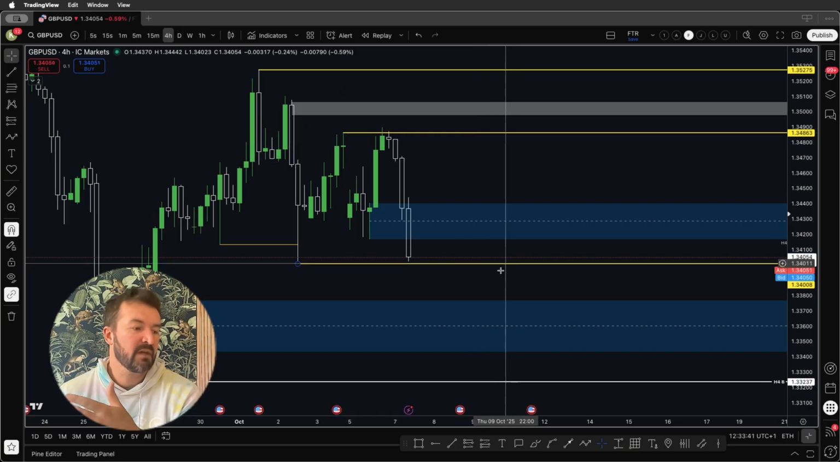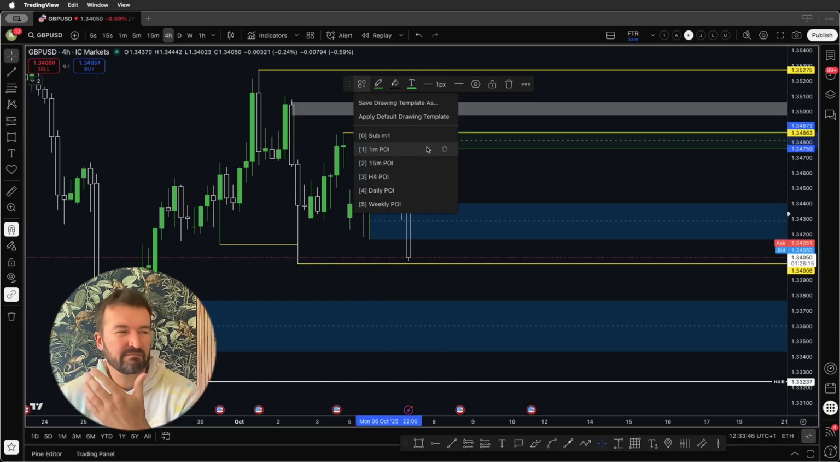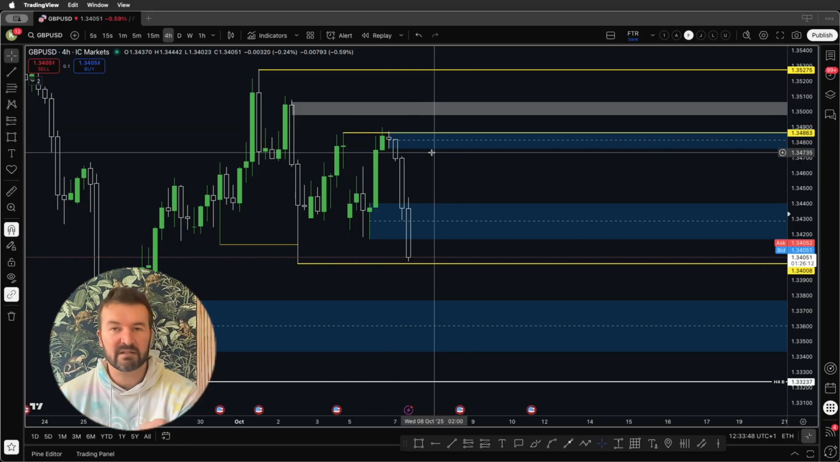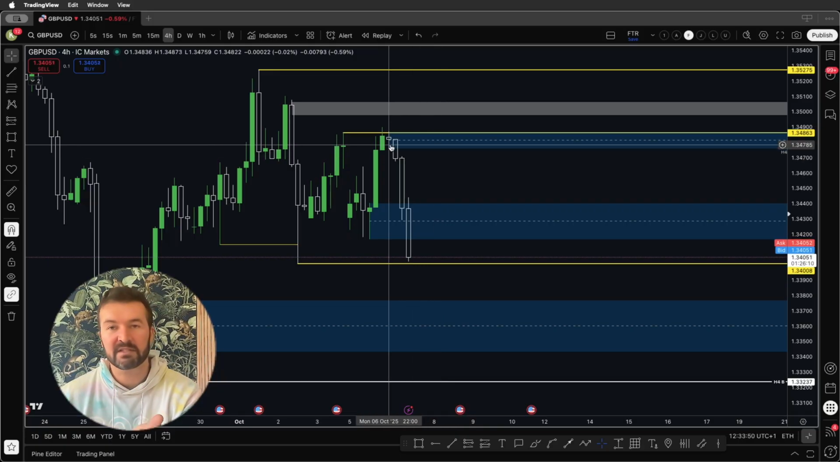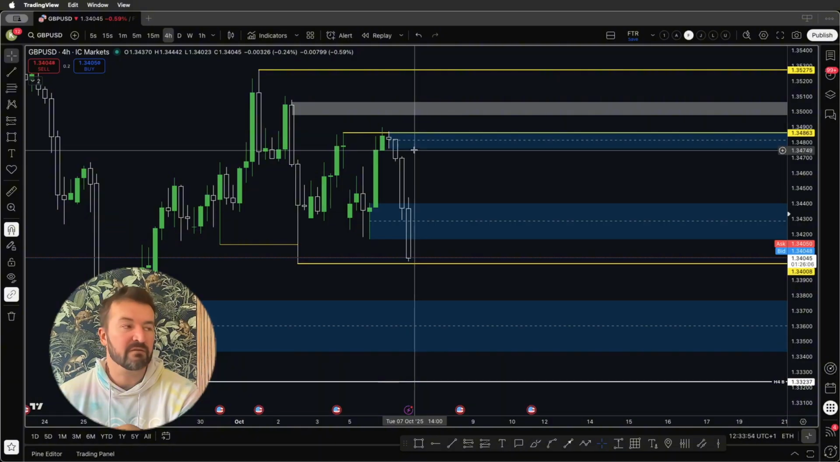Now, I'm just going to draw where there's another area. It's not an order block, but it's an area where price could head to. It's where the liquidity is. It's where there was the exchange of orders, which initiated this move.